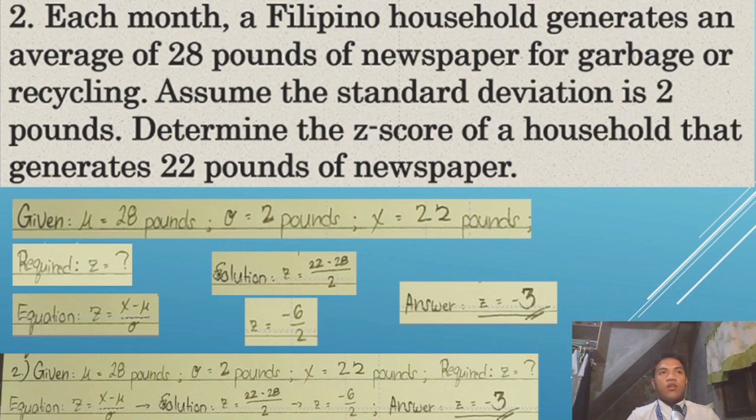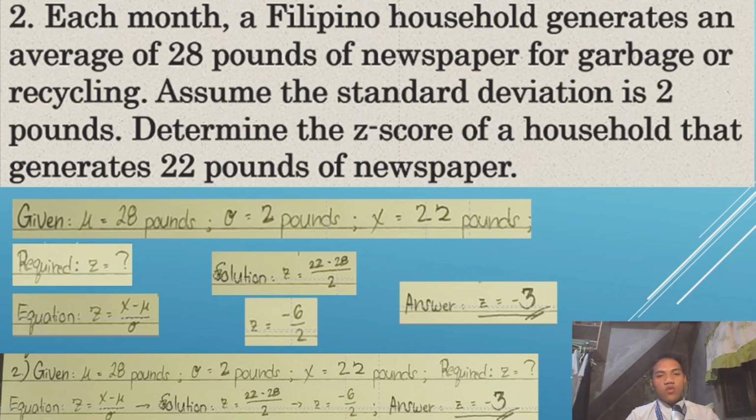Now, we have the given 28 pounds of newspaper as an average for a Filipino household. We also have the standard deviation of 2 as given. It is stated there that we should assume that it is normally distributed. Now we also have here the x, which is the score of the random variable, 22 pounds, which is also given. Now, what is required is the z-score.